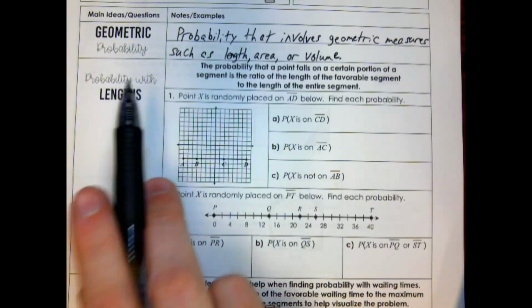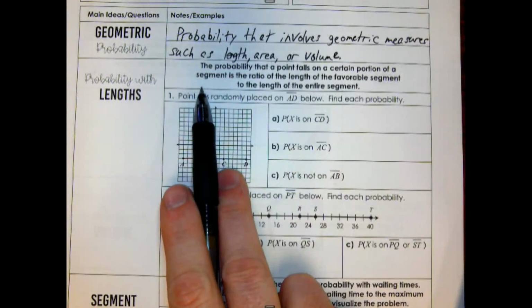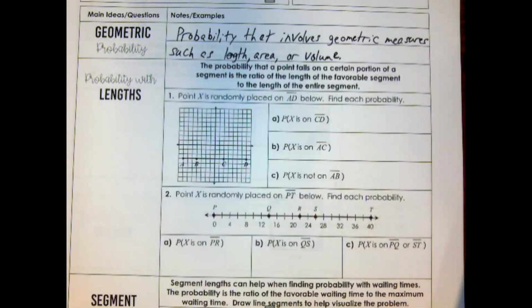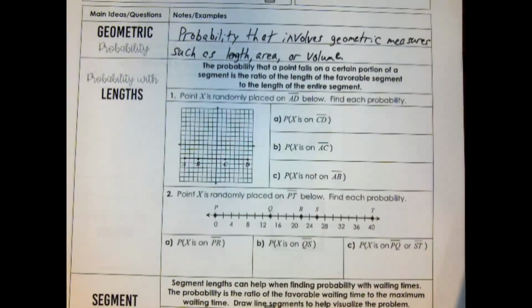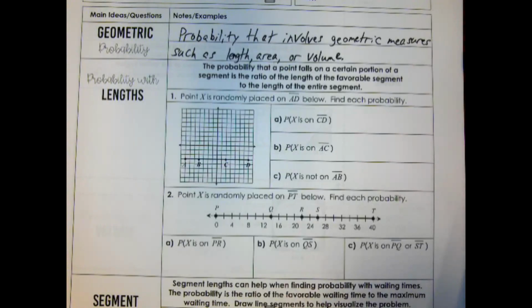So let's start with probability with lengths. The probability that a point falls on a certain portion of a segment is the ratio of the length of the favorable segment to the length of the entire segment. You may notice that this is just a restatement of our basic definition of probability, right? So it's the favorable chance over the total chance.